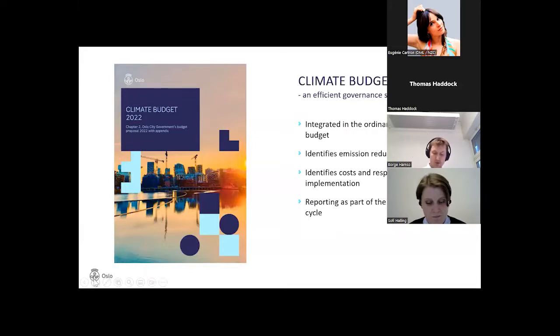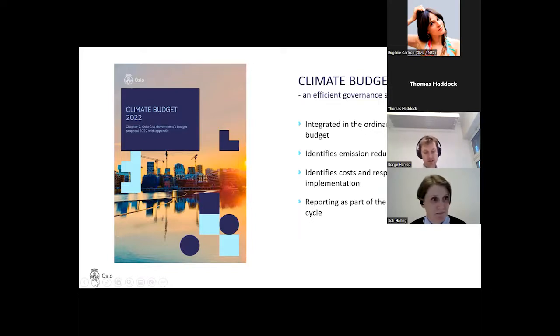The key tool to organize our climate work and to operationalize our climate goals in the climate strategy is our climate budget, which we do on an annual basis. Oslo was, as far as we know, the first city in the world to introduce a climate budget. We used it for the first time in 2017, and we're now completing our 7th budget for 2023.